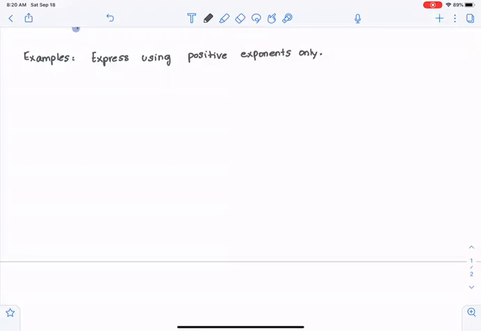So here we are going to do a few examples where we want to take an expression that contains exponents and express it only in terms of positive exponents. What do I mean by that? So here is the first example.